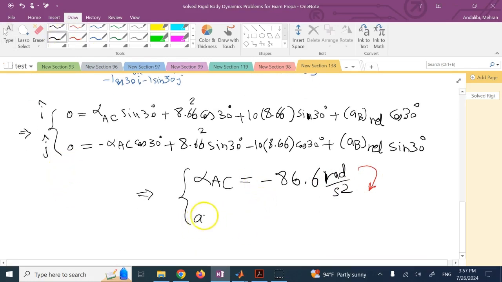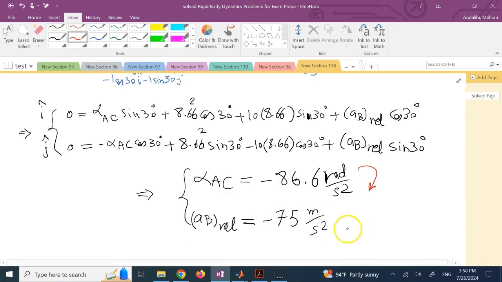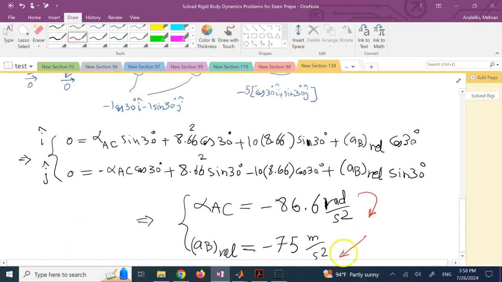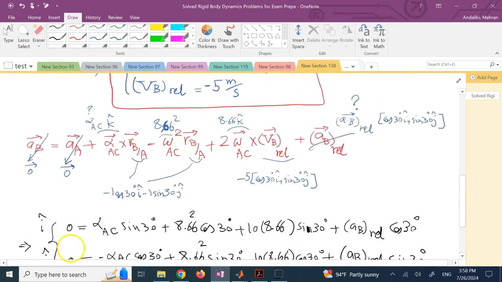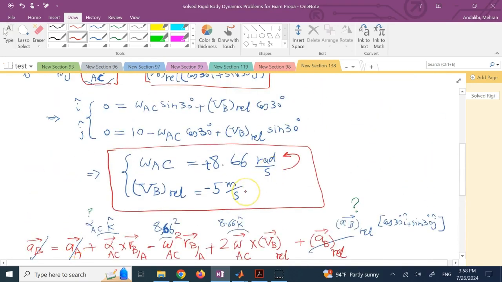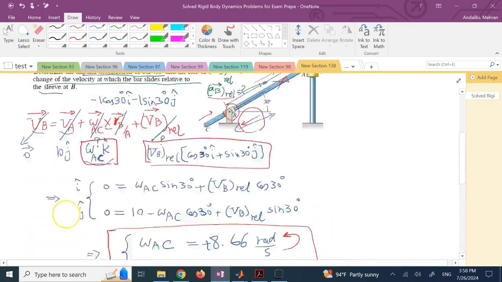And then AB relative is going to be -75 meters per second squared. And again, that negative means it is in this direction. And V was in that direction too, so that V relative is going to increase in that downward direction. Okay, so here are the two other unknowns of the problem. And we found the two other ones up there, and this problem is over.